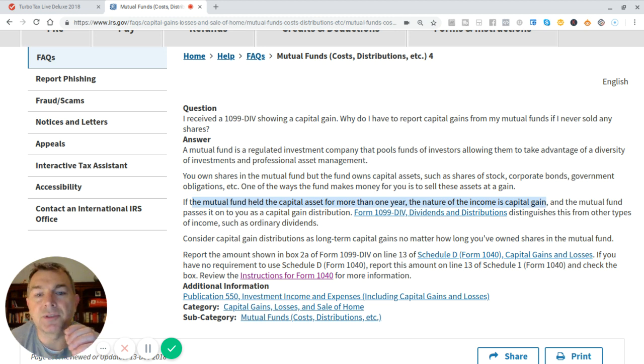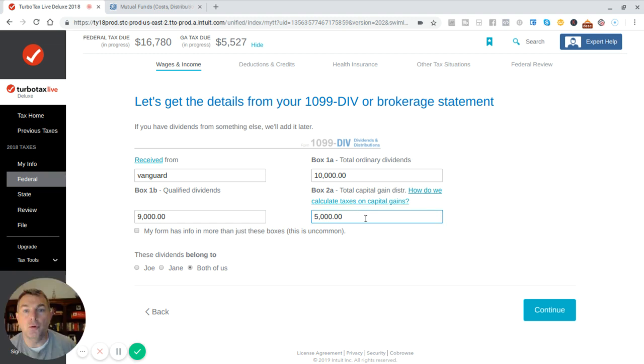Right. So basically they're saying if you receive a 1099 DIV and it has a number in that box 2A, that is going to be assumed as a long-term capital gain. Does that make sense? So if you receive that you just put it in there. You put it into box 2A, total capital gain distribution. That is from a mutual fund, and that is considered a long-term capital gain.